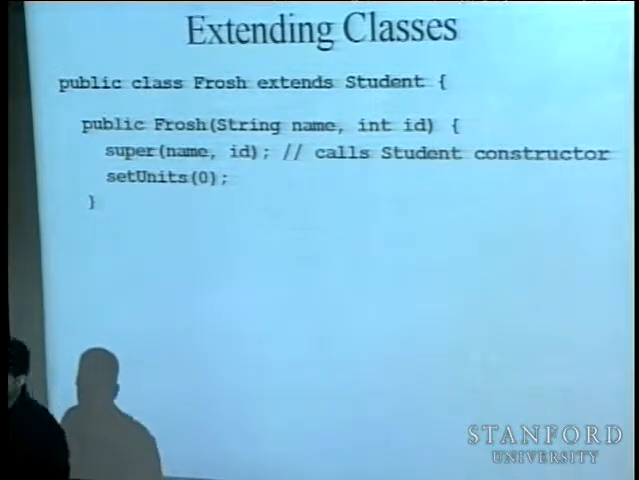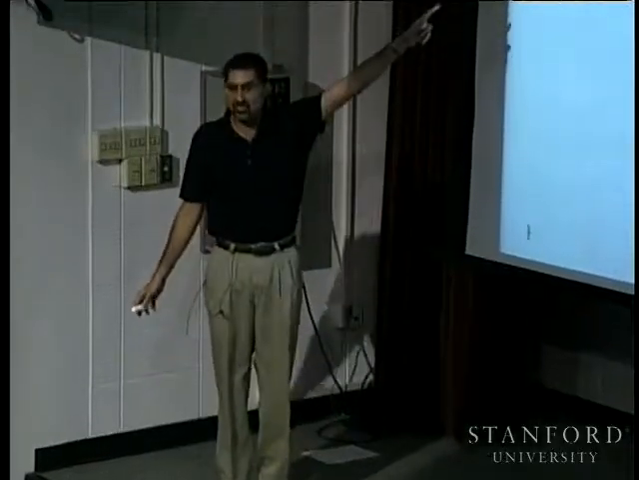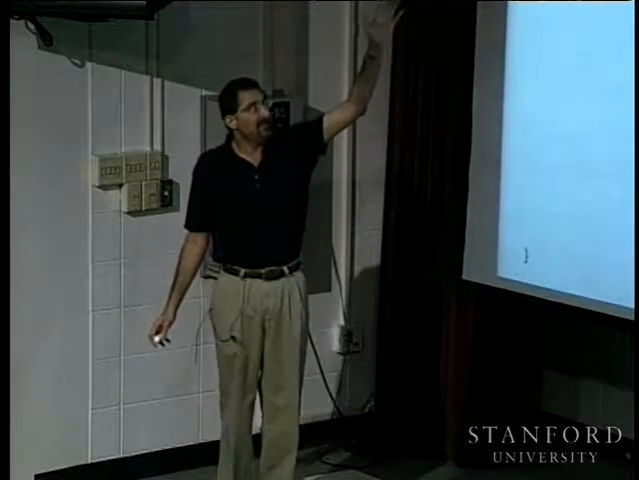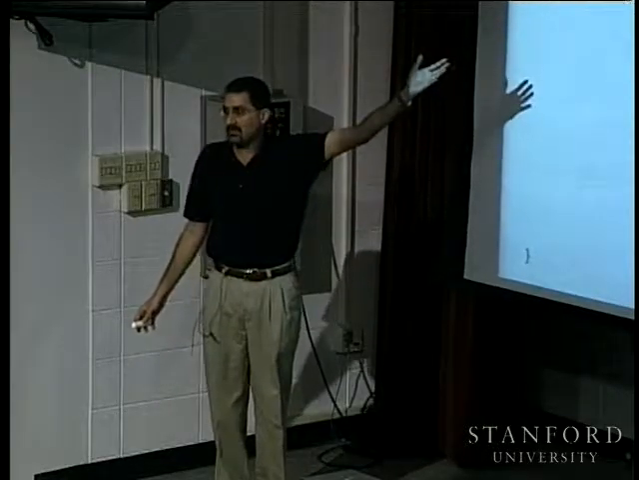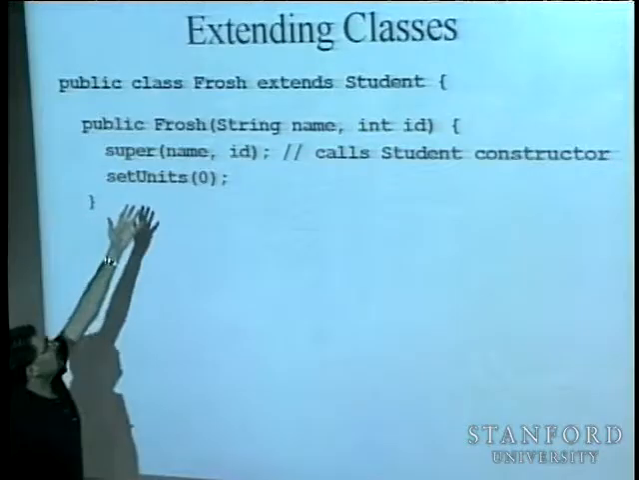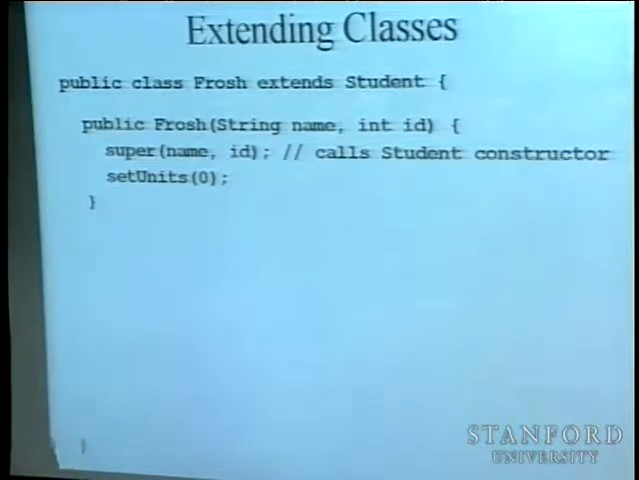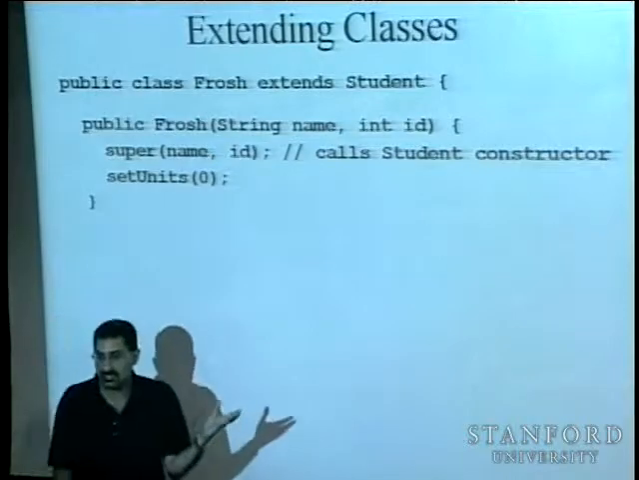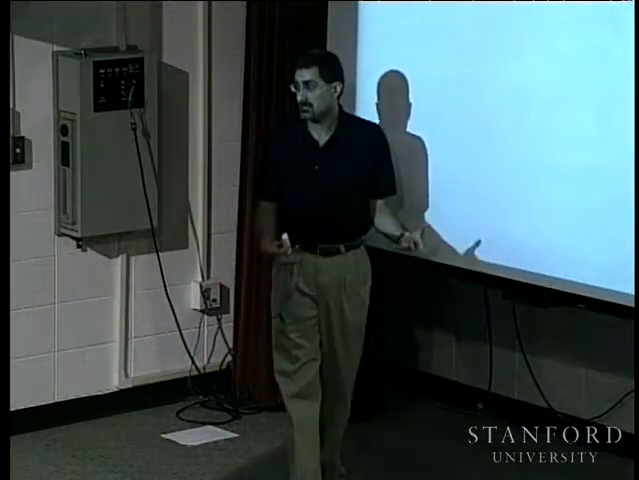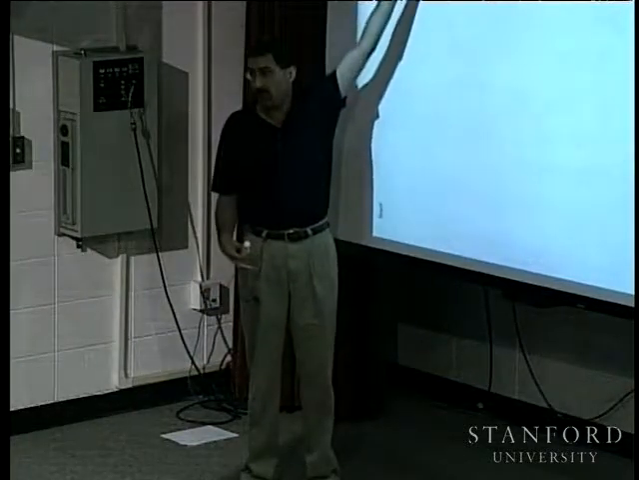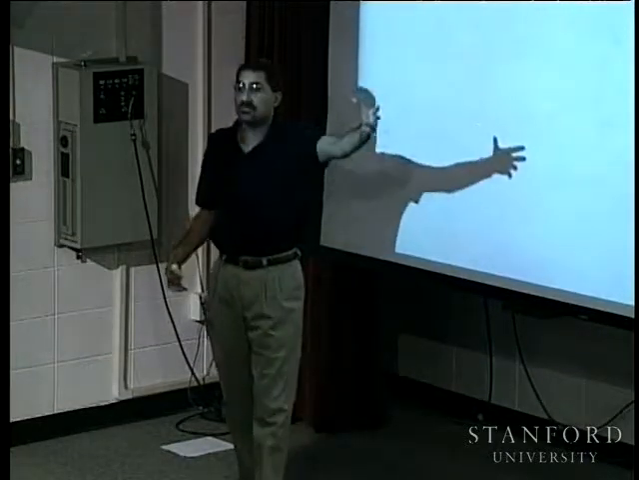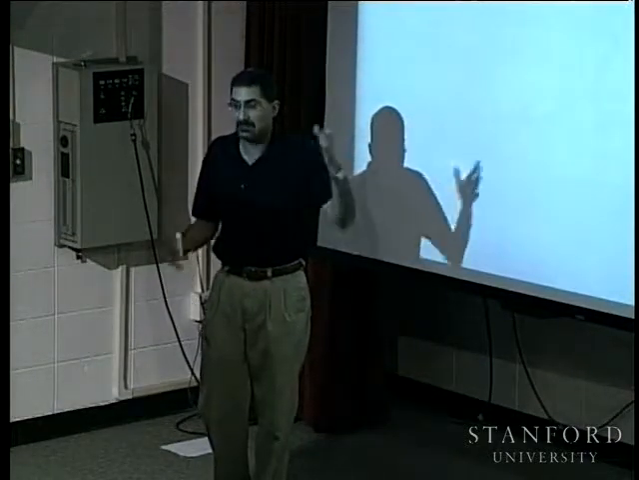Now, here's the funky thing. What's the super thing all about? If we're going to initialize a freshman, we're going to set your number of units to be 0, because that's one of the properties freshmen have: their number of units starts at 0. But you're also going to have the same initialization done to you that all regular students do. So how do I refer to the constructor that regular students go through? Because I'm writing a special constructor for frosh, and unless I specifically say to do the same things you would do for a regular student, they won't happen.